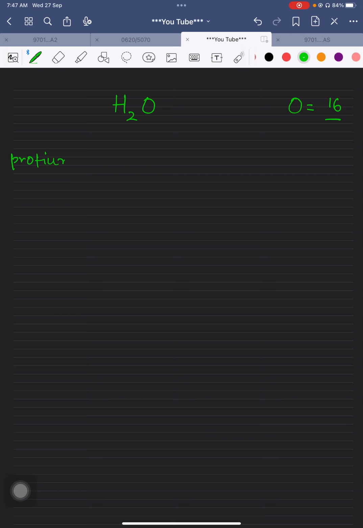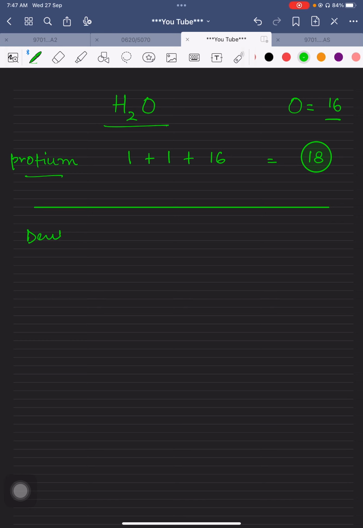Okay, if we are taking hydrogen from protium, what will be the mass of water? It will be 1 for one protium, and the other hydrogen also has a mass of 1, whereas oxygen has a mass of 16. So the total mass of water will become 18 by using hydrogens from protium. But if we are using hydrogens from deuterium, what will be the mass?